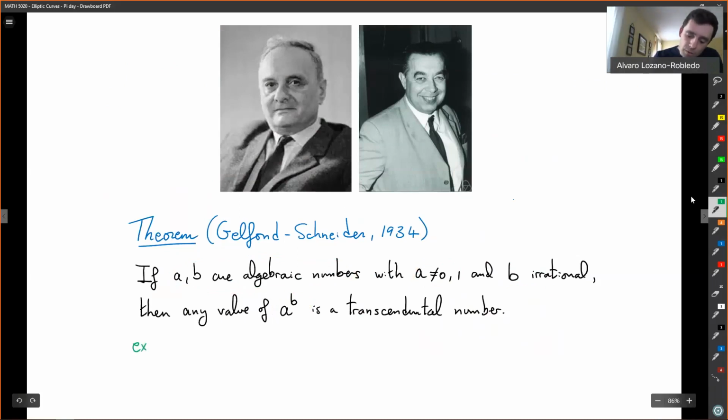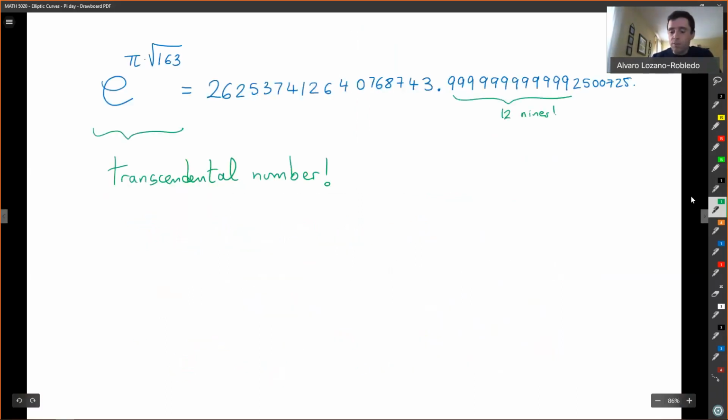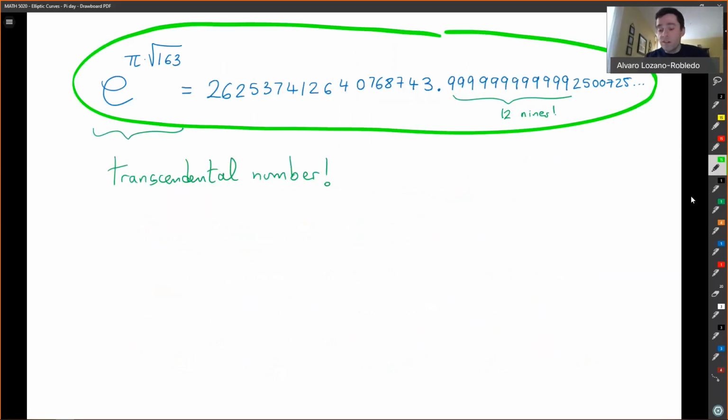How does that apply to our case? Well, remember, we had e to the pi times the square root of 163. Here, we can use the rules of exponents to write this as e to the i pi times i times the square root of 163, which is minus 1 to the power i times the square root of 163. So A here is minus 1, and B is an irrational algebraic number, so it is transcendental. So definitely not an integer, but it's really close to an integer, like I wrote in the previous expression. So the fact that it's so close to an integer for a transcendental number, that's what's interesting about it.